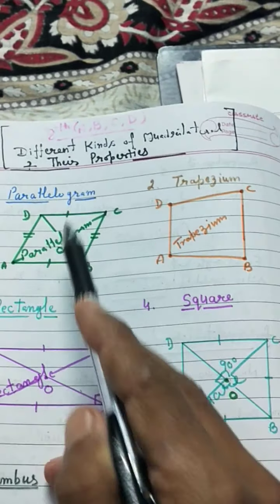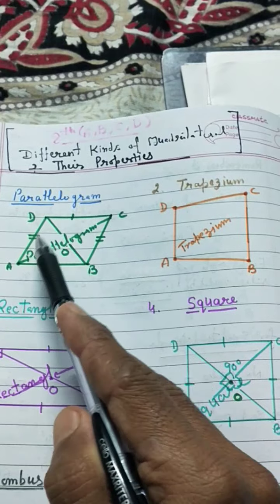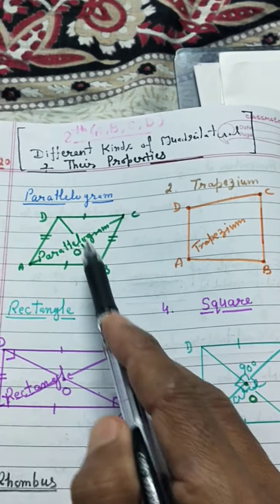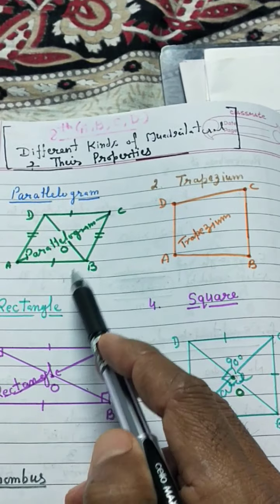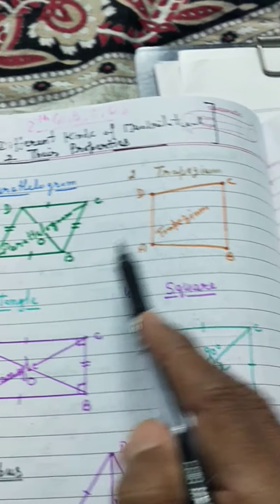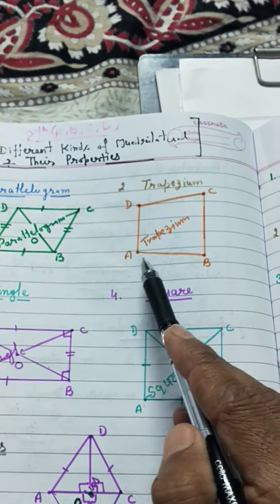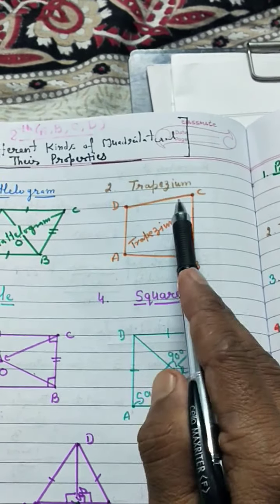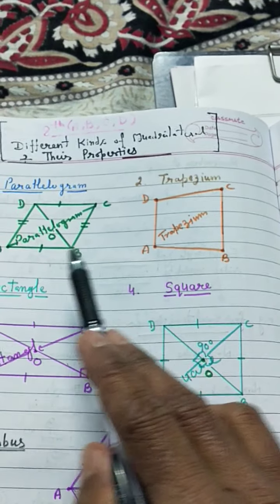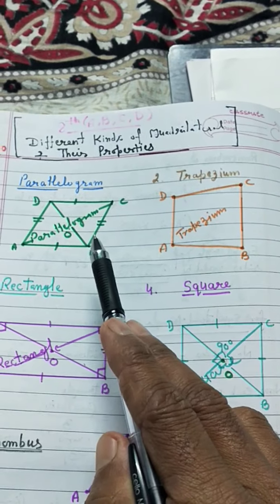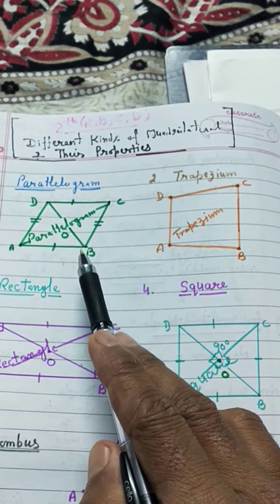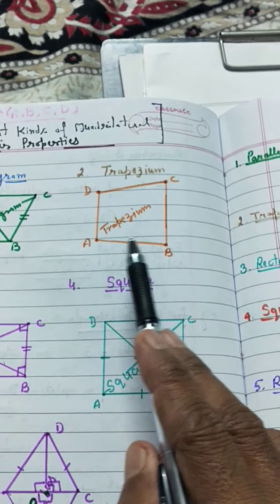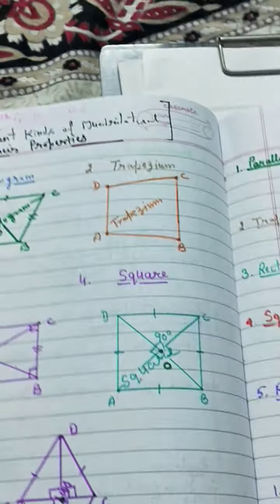Look at the parallelogram. In a parallelogram, both pairs of opposite sides are equal and parallel. AB is equal to CD and AB parallel to CD. AD is equal to BC and AD parallel to BC. But in this figure, AD is parallel to BC, while AB and CD are non-parallel sides. So a quadrilateral in which both pairs of opposite sides are parallel and equal is called a parallelogram, and a quadrilateral in which one pair of opposite sides is parallel is called a trapezium.